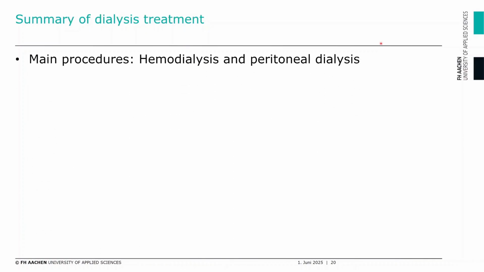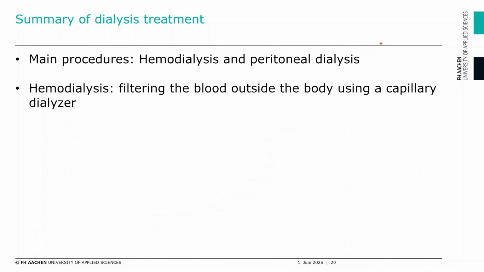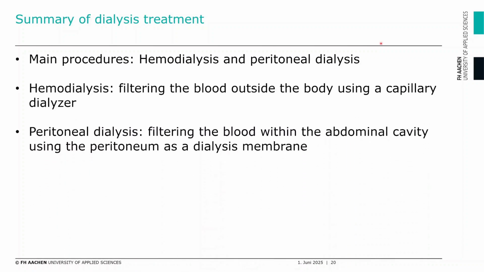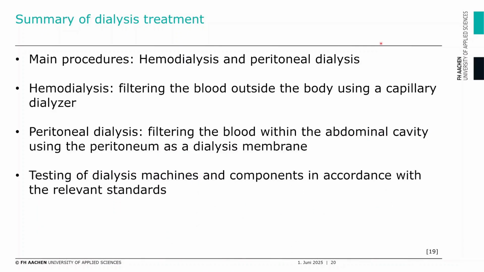Let us summarize now. There are two main processes, hemodialysis and peritoneal dialysis. Hemodialysis filters the blood outside the body using a capillary dialyzer. Peritoneal dialysis filters the blood within the abdominal cavity using the peritoneum as a dialysis membrane. Testing of dialysis machines and components is done in accordance with the relevant standards.